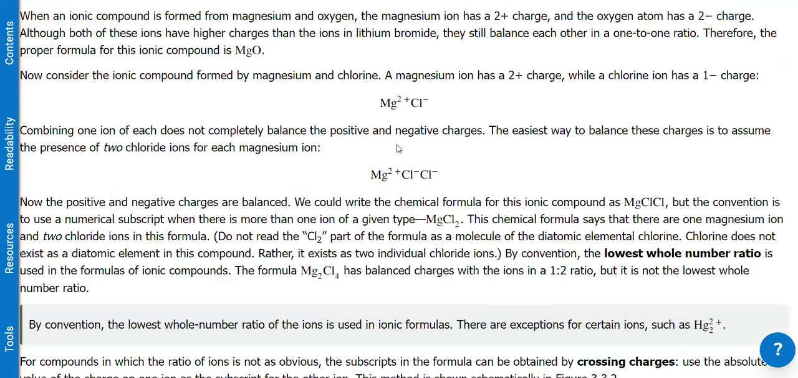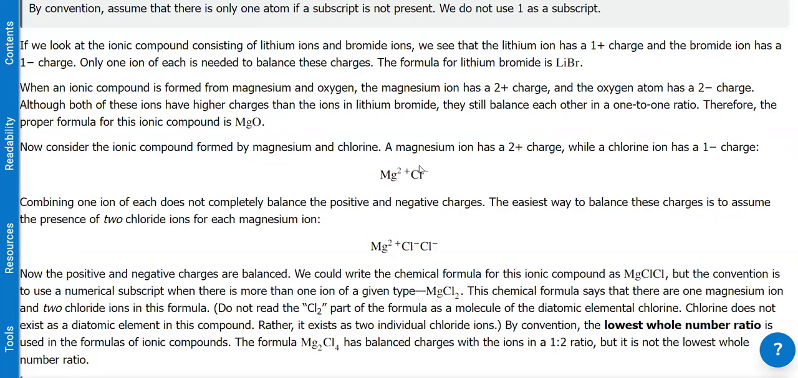These are the easiest ones to get, and you can predict the formula just based on the charges. If you mix magnesium and chloride together, we have to find the minimum number needed to get a neutral compound. If you have one chloride, you would have a net 1 plus charge. So 2 plus minus 1 equals 1 plus.